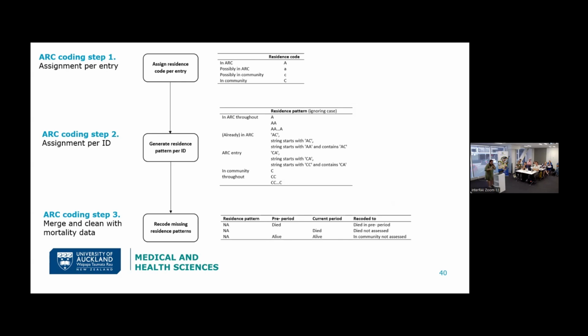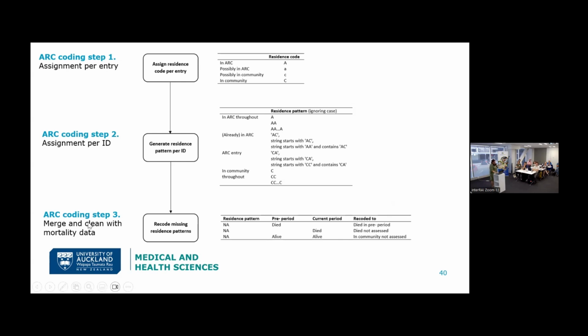And if you go here, this is an example of a person with CCC. So CCC is in community throughout. What we're actually looking for are the people that start with a C. So we know they've got an HC or a CA, and then they move from an HC or a CA into an LTCF.